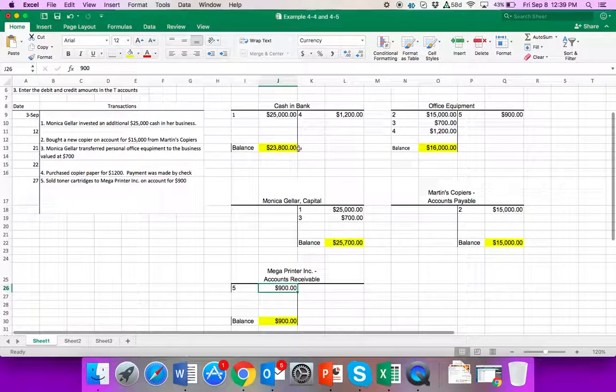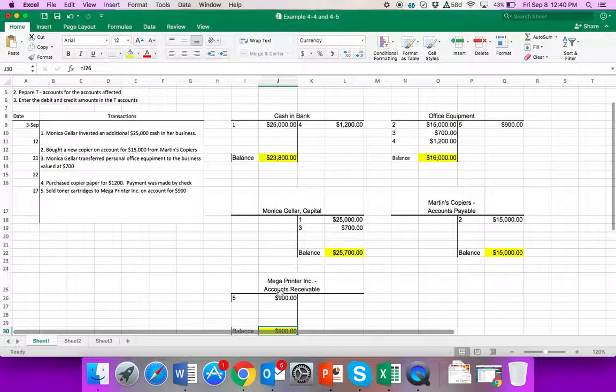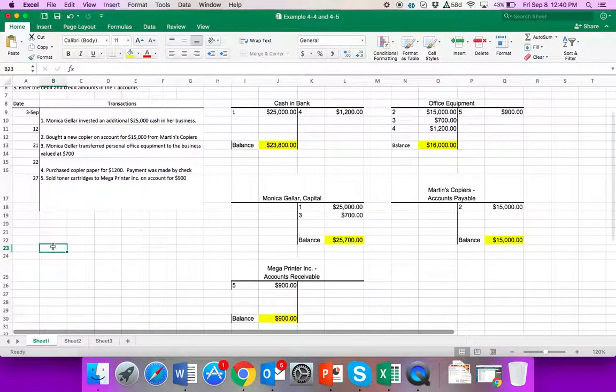Okay, once you balance all these equations out, again, cash and bank, we have a debit of $25,000 and we had a credit of $1,200, so we subtract them and we get $23,800. Office equipment, we add up all our debits and subtract our credits. We get $16,000. Capital, we add up all our credits. There were no debits, so we have $25,700. Martin's Copiers on accounts payable, we had one transaction that was a credit of $15,000, and Mega Printer has accounts receivable $900.